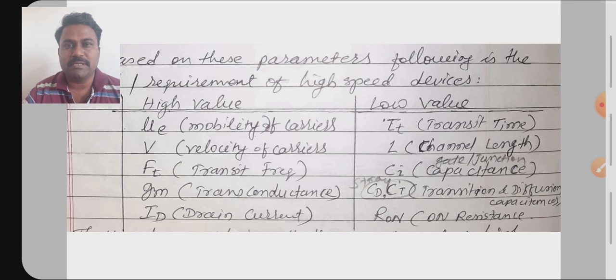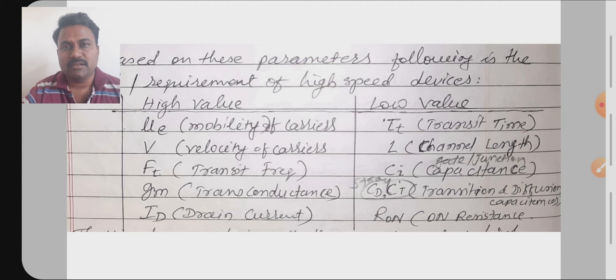Their switching speed or operating speed depends on various parameters that we have discussed, like the transit time of the charge carriers, then transit frequency, carrier velocity, mobility of the electrons or holes, that means mobility of charge carriers, different on resistances, junction capacitances, parasitic capacitances, then transconductance, output current, etc.